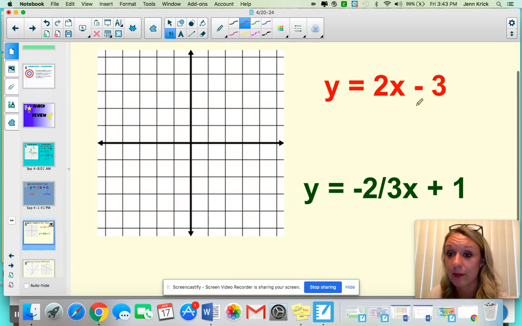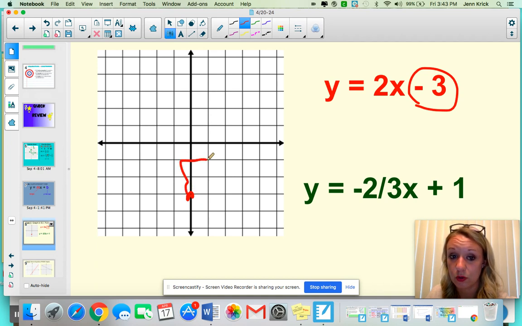All right, so remember that we're going to start with our y-intercept of -3, 1, 2, 3. And then we're going to apply our slope of 2. So you're going to go up 2 over 1. There's your dot. Up 2 over 1. Up 2 over 1. And then you would connect using lines.